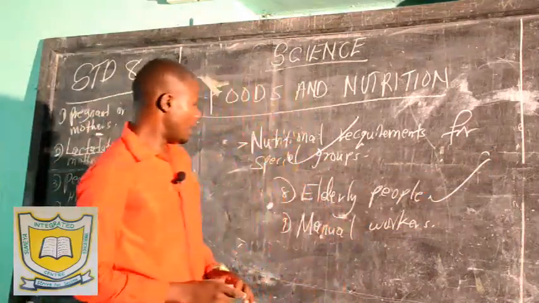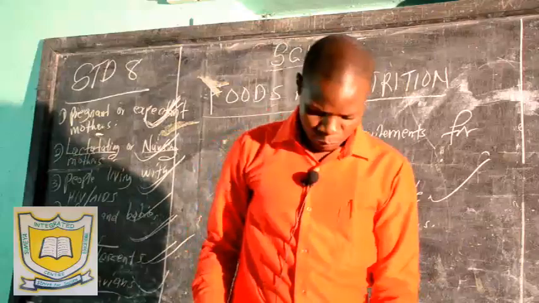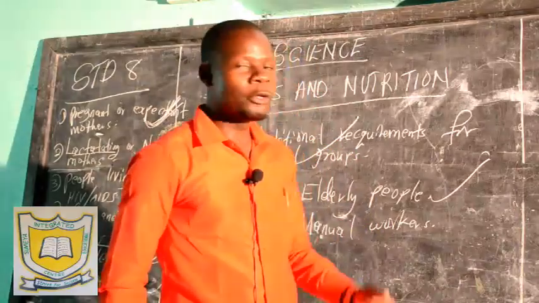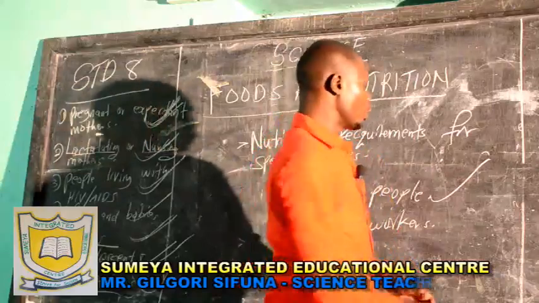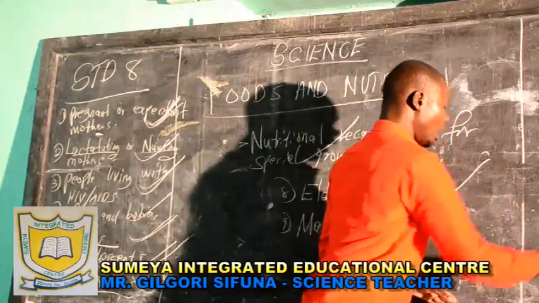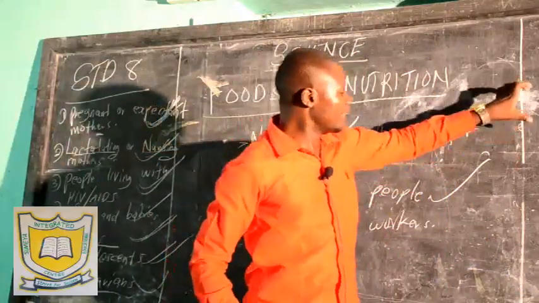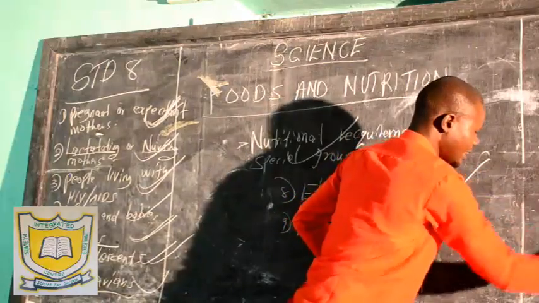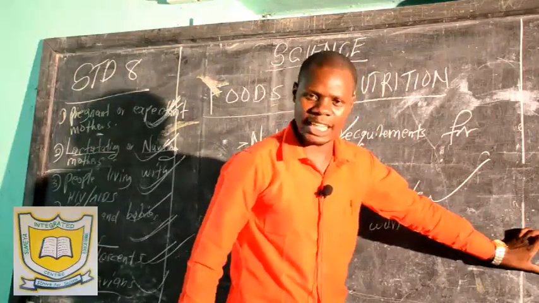Now, lastly, we have a group known as elderly people, people who are growing old. We have different ages. For example, in your family, you might have a child who is 3 years, a person who is 20 years, a person who is 50 years, and a grandmother who is 90 years. These are different people with different ages. Now, the nutrients given to a 3-year-old and a 20-year-old might be different. Why? Because we can say this is a person who is very old, 90 years.